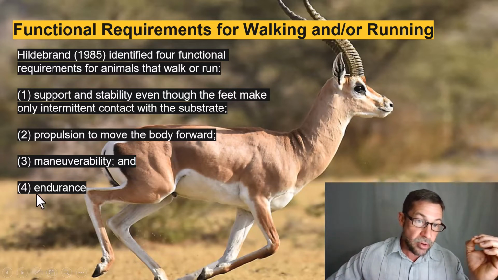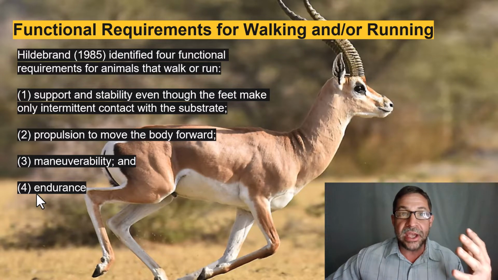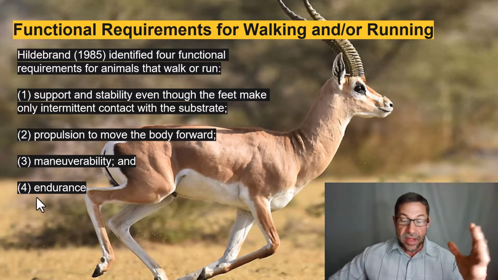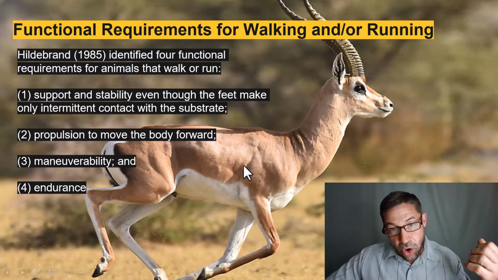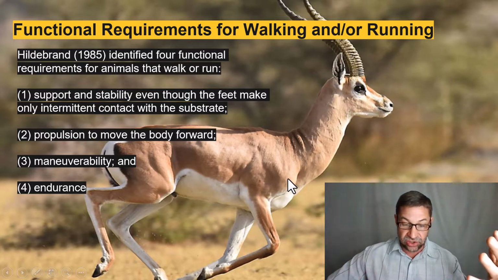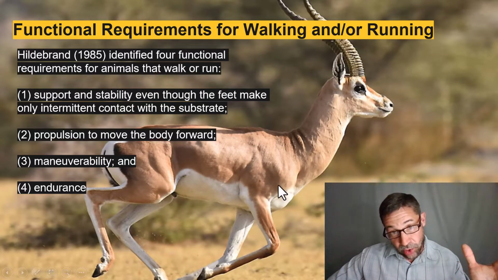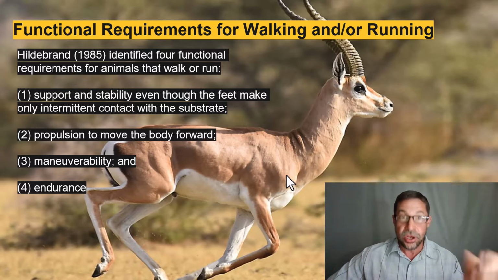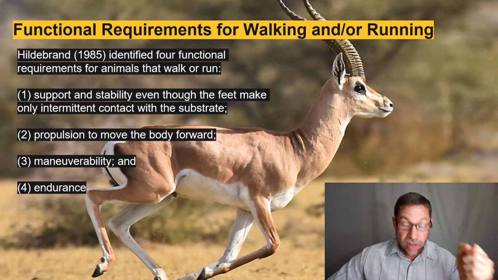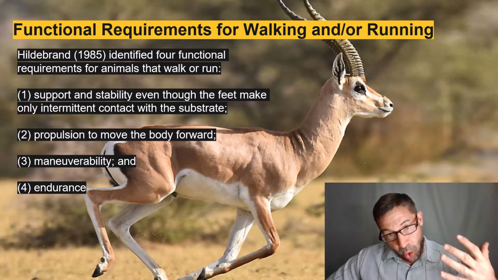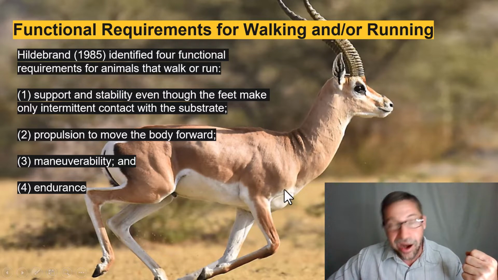And then lastly, number 4, Hildebrand argues that walking and running mammals require endurance. Endurance is going to result from the integration of the animal's musculoskeletal systems as well as the physiological adaptations. So the appendicular muscles of cursorial mammals tend to be very rich in fast twitch muscle fibers that are capable of rapid and powerful contractions. But in order to fuel those contractions, those mammals need robust respiratory and cardiovascular systems to support those muscles that require oxygen for respiration.